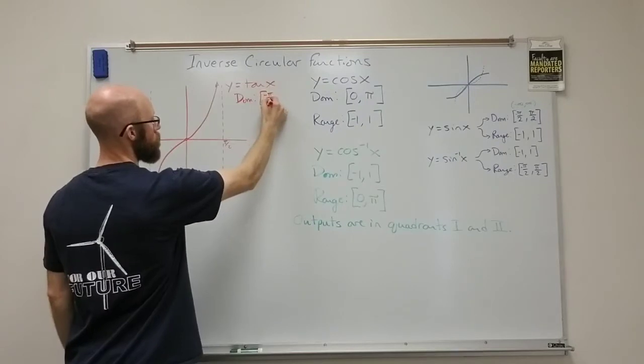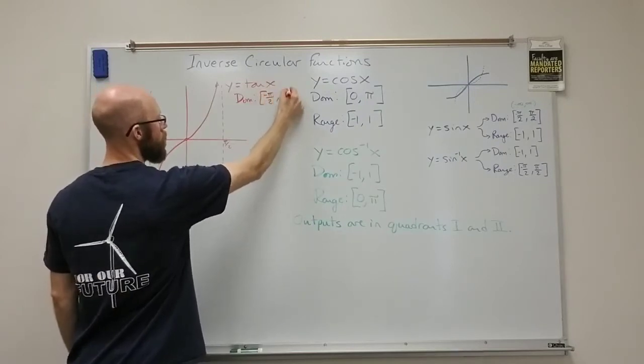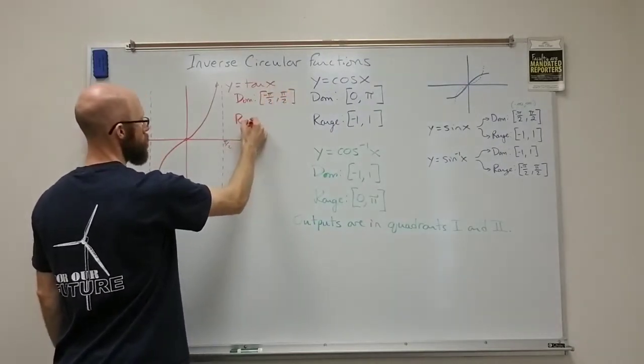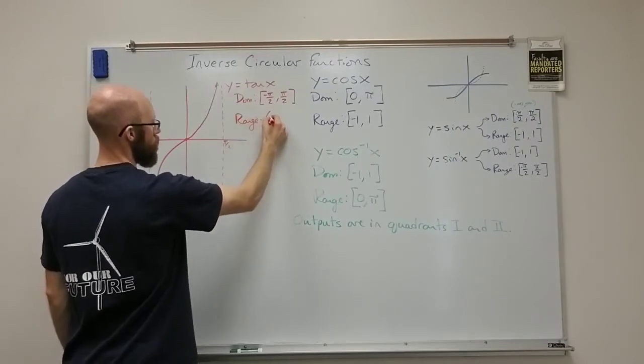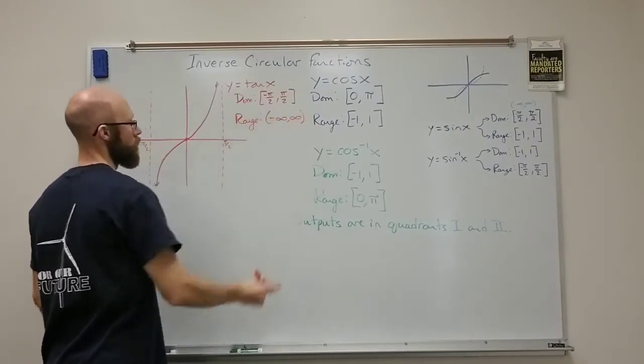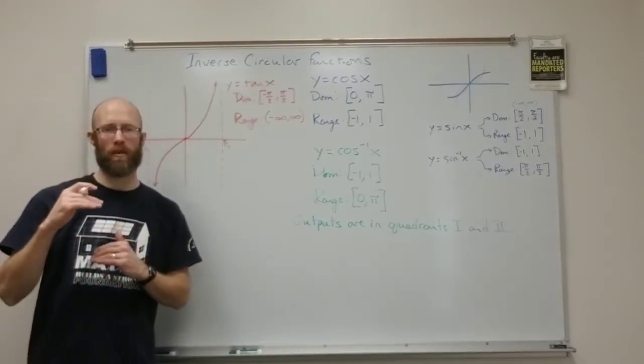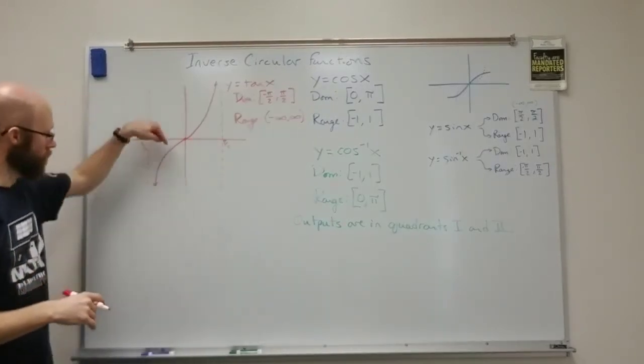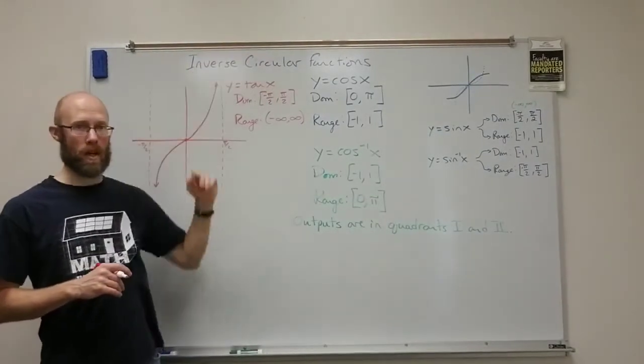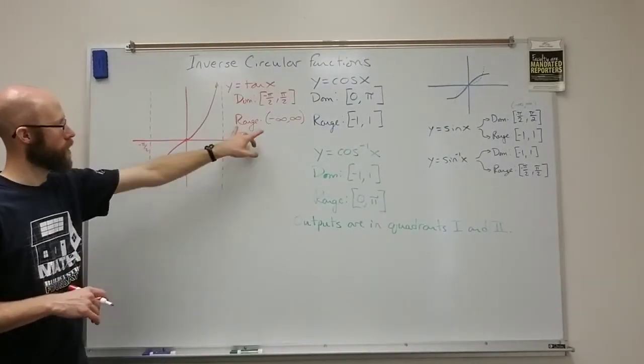It's going to be negative pi over 2 to pi over 2. But this time the range is all real numbers because the tangent is not restricted to the interval negative 1 to 1. This graph goes down to negative infinity and up to infinity. Okay, so that's our range.